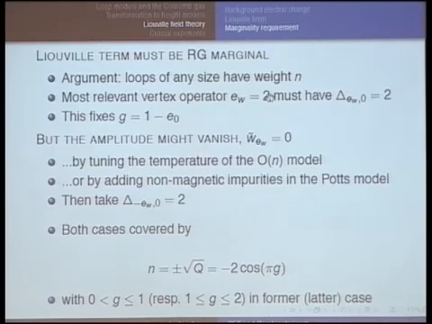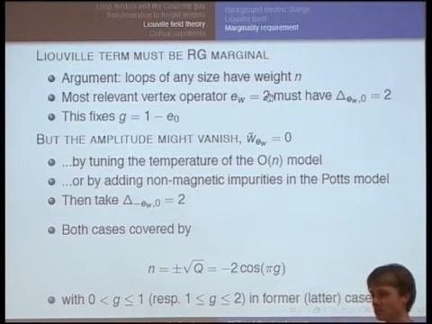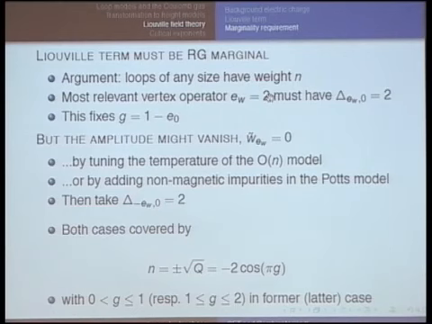I'm sorry, but the second case, you mean either of the two subcases of the second? Yes, right. Exactly.